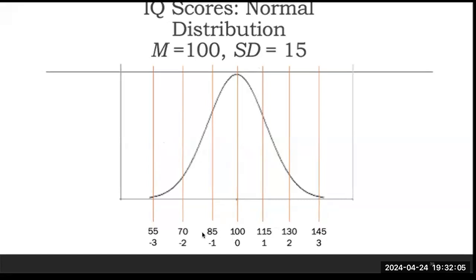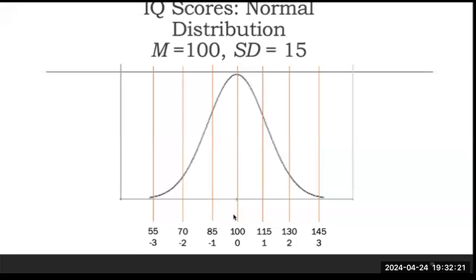So 100 minus 15 is 85. That's 1 standard deviation below the mean. Subtract another 15, you have 70. That's 2 standard deviations below the mean. Subtract again, you have 55. And that's 3 standard deviations below the mean.